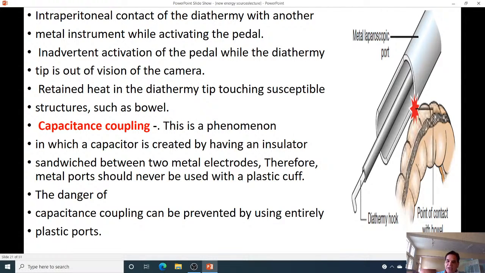Understand? If they are of plastic, this chance of capacitance coupling does not occur. So the major problem here is you don't know that you have burned the intestine. After 2 to 3 days, you come to realize that the patient has got perforation. He is going into shock, septicemia. Why? Then you realize that something has been touched. So that complication must be avoided in any case. It must not happen in a laparoscopy.